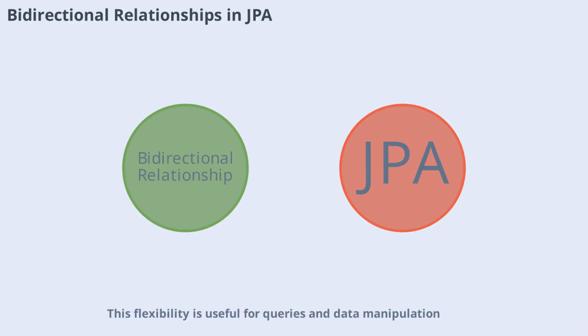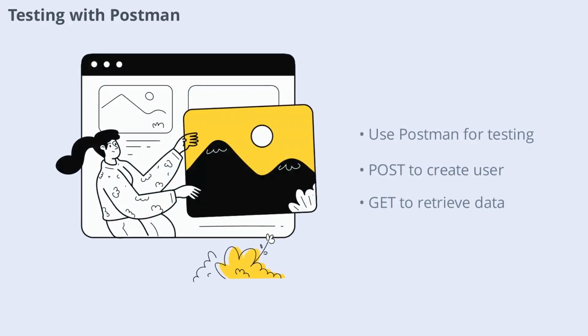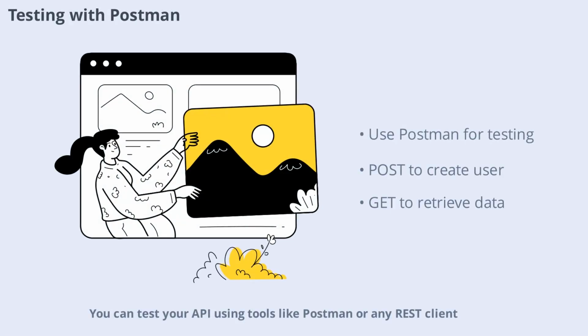This flexibility is useful for queries and data manipulation, but it's important to clearly define the owner and inverse sides to avoid confusion. You can test your API using tools like Postman or any REST client. Send a POST request to /users with user and profile data to create a new record. Then, use GET /users/{id} to retrieve the user and their profile. This hands-on testing ensures your one-to-one mapping works as expected and helps catch any issues early.